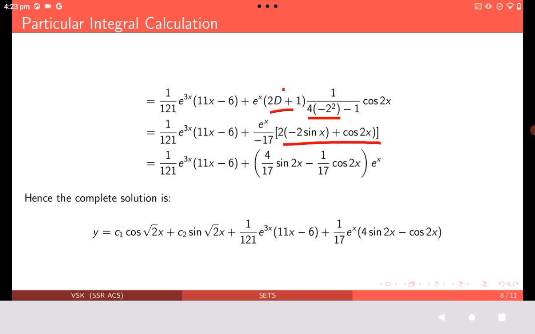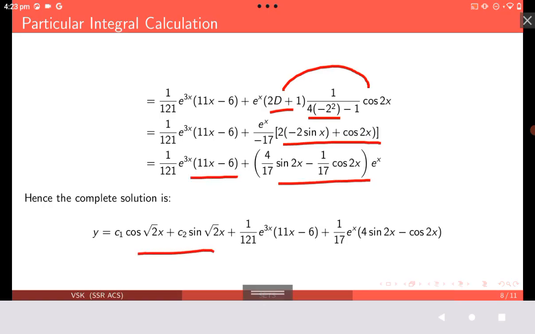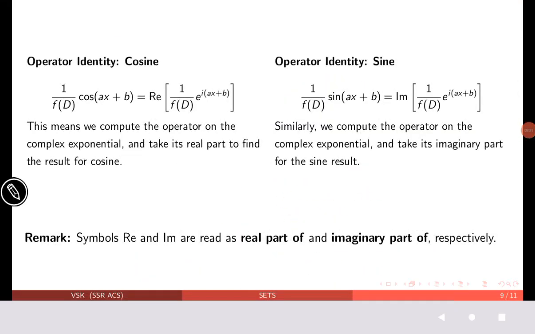So after operating this on this, we get this expression. On solving, we finally get this expression. So this is the answer. This is the general way I have told to solve this. You can solve step by step, and you can find the answer very easily.